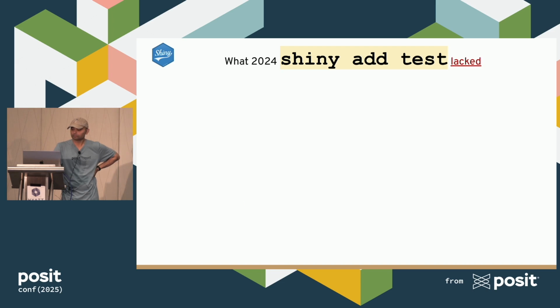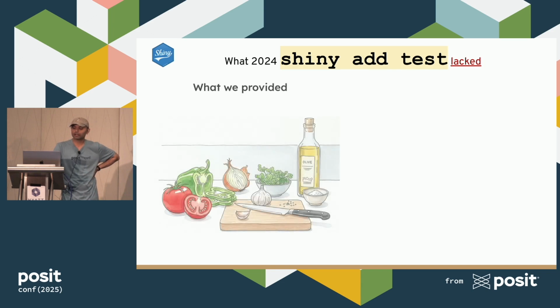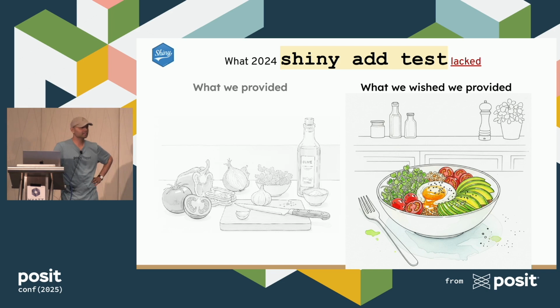One thing we realized is this approach was well-intentioned, and we did provide you the ingredients for writing your own test. But it does take time and effort to go through the documentation, figuring out which methods work and which controllers to use. And then we started thinking, what if we could provide you a ready-made meal instead of giving you just the ingredients? But that was 2024.